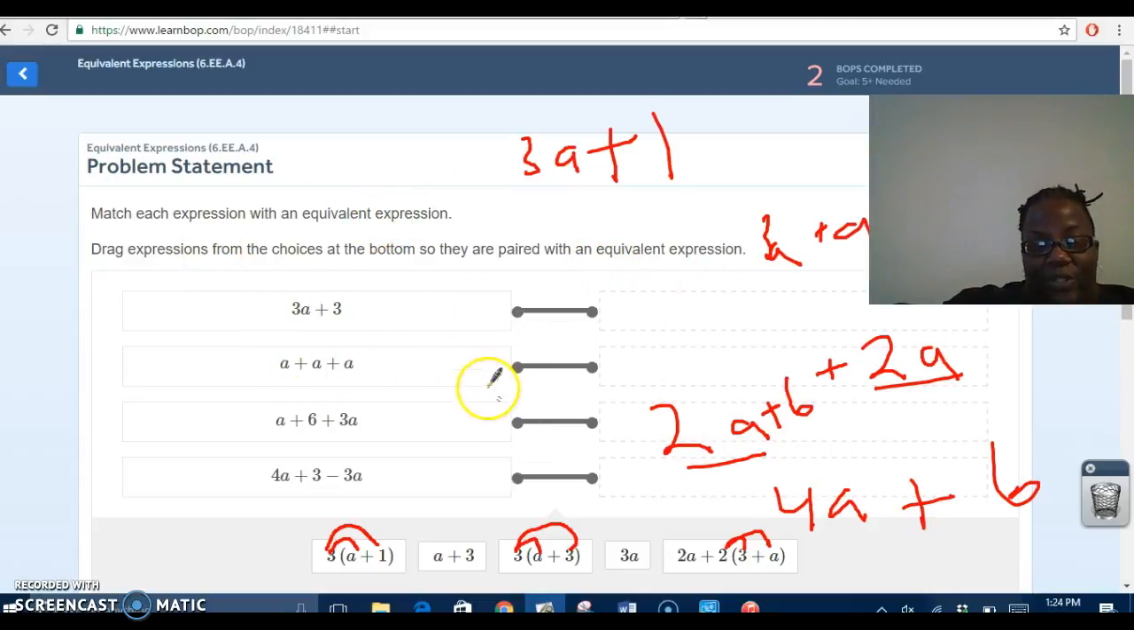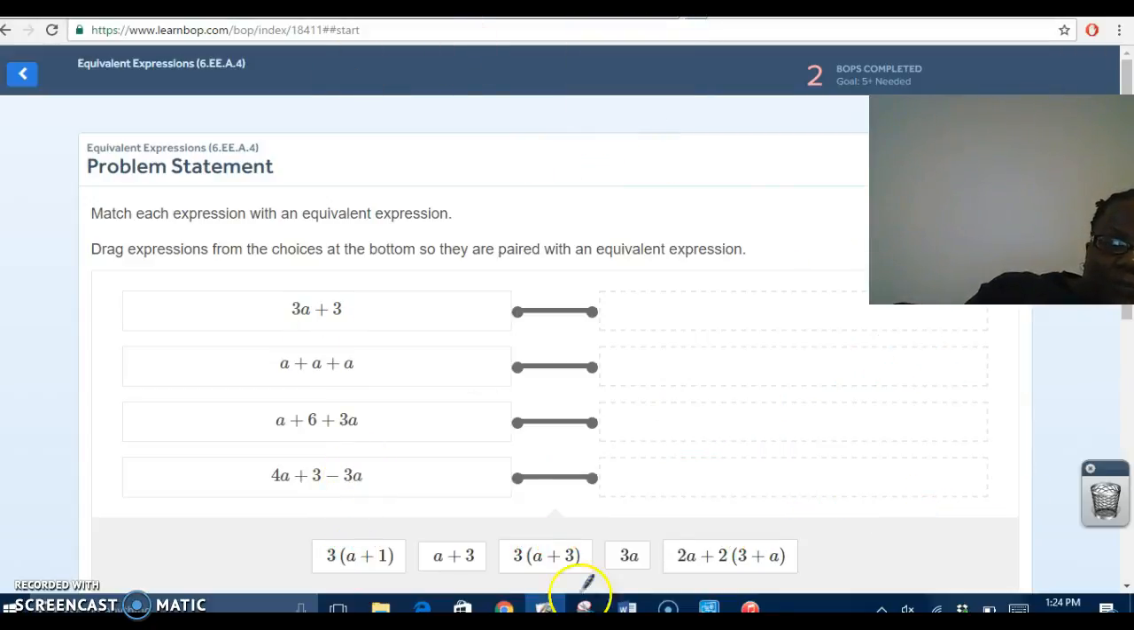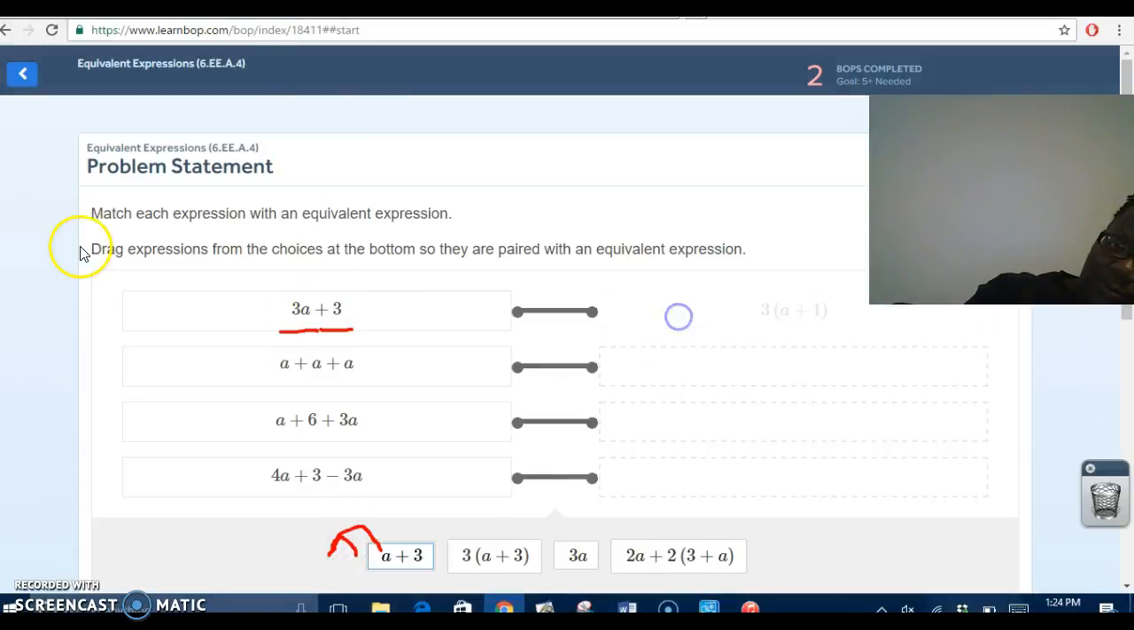Okay, so now, equivalent expressions. Which ones would you do to figure out what matches what? Okay, so here, oh wow, I think I might have done that one wrong. Anyway, let me see. I have a 3a plus 3. Which one of those could be 3a plus 3? It's going to be this one. Why? Because 3 times a is 3a. 3 times 1 is a positive 3. So I know that answer is going to go here.